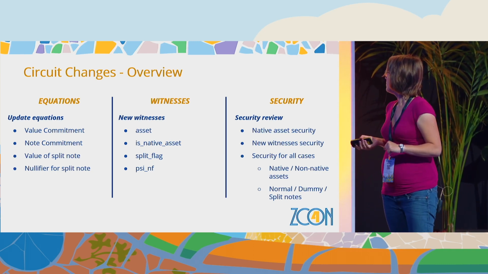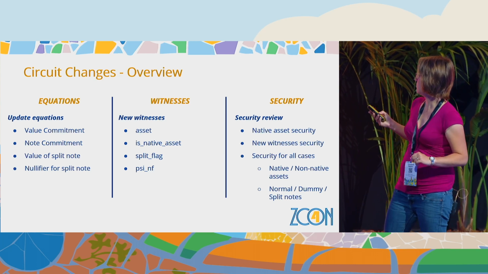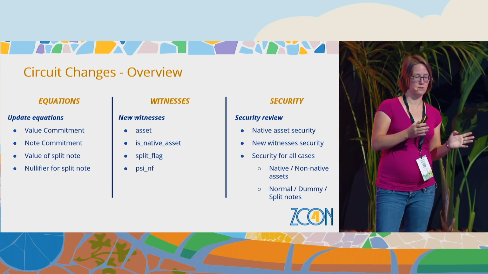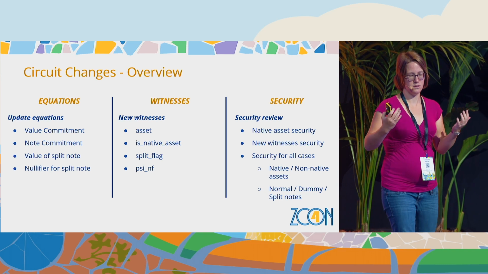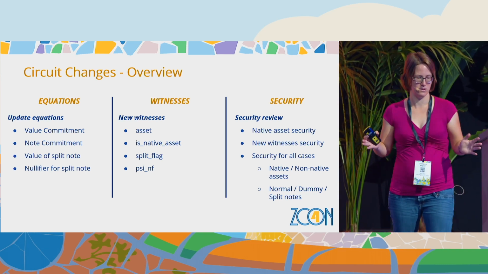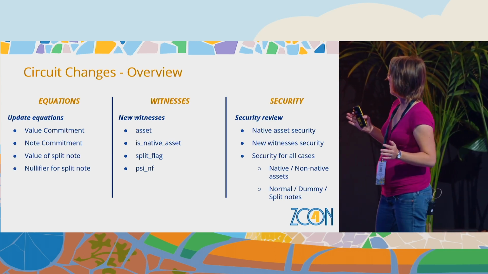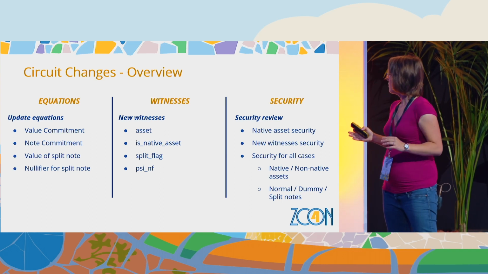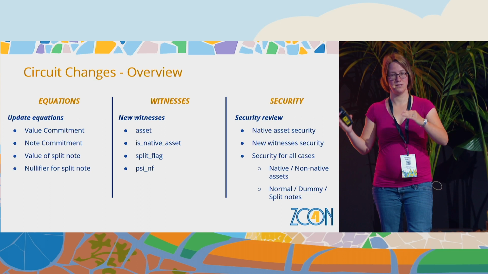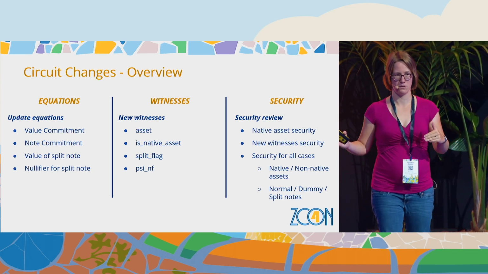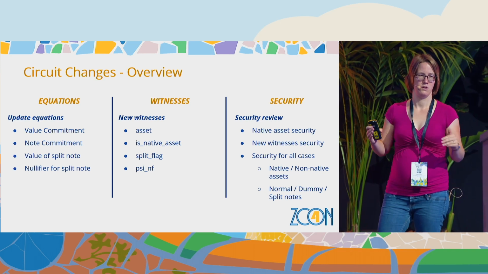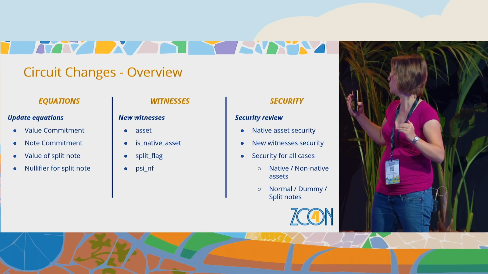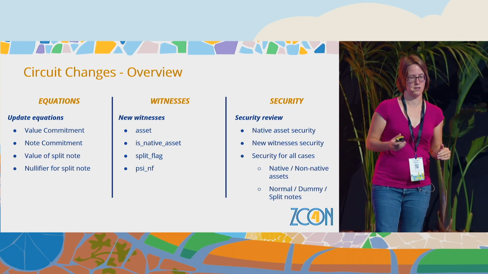In this security review, we would like to be sure that we did not introduce some vulnerabilities on the native asset transaction. When adding some new witnesses, I will explain it later, but it is quite easy to introduce some new vulnerabilities. So we need to check the introduction of new witnesses. And finally, we have now many cases. We have native, non-native assets, normal, dummy, split notes. And for all subcircuits, for all constraints, we have to be sure that the constraint is correct for all possible cases. That we have to be sure that we have no corner cases.